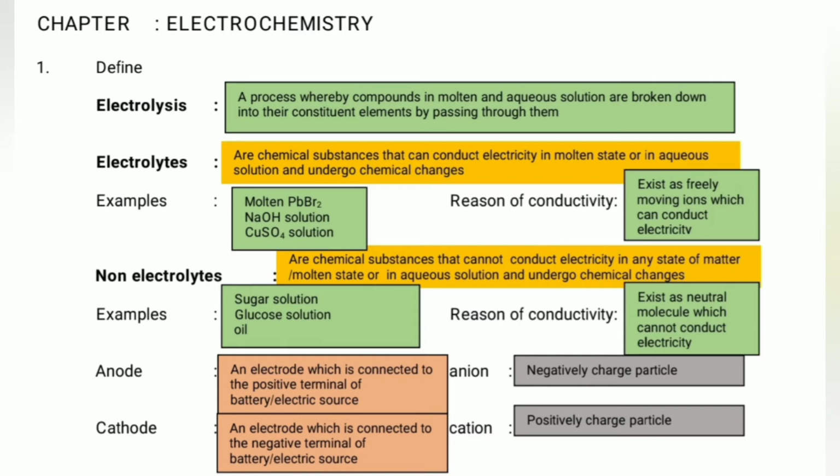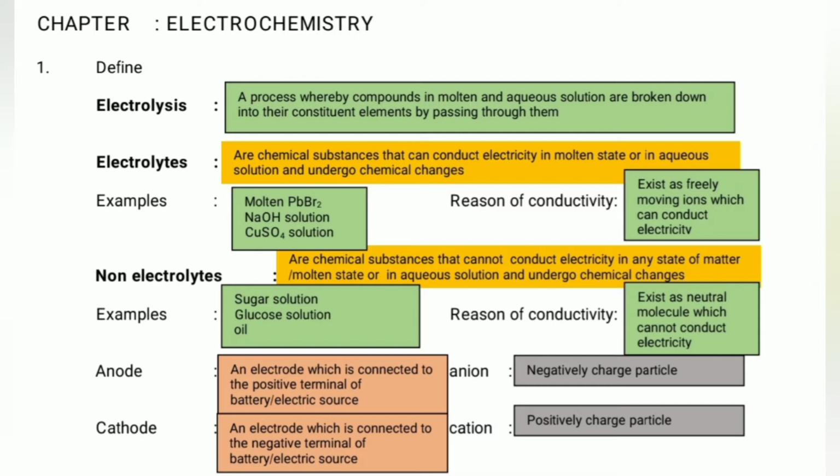Electrolysis is a process whereby a compound is decomposed into its constituent elements when an electric current passes through an electrolyte. The suffix lysis is a Greek word meaning breakdown. Chemical substances can be classified into electrolytes and non-electrolytes. Electrolytes are substances that can conduct electricity either in molten state or in an aqueous solution and undergo chemical changes.